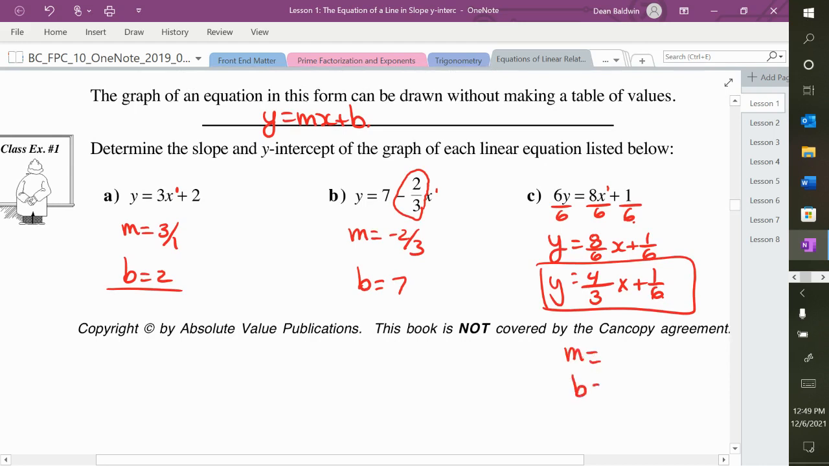What's m? What's b? What's your slope? 4 over 3. And what's your b value? 1 over 6. All right, we're almost done.